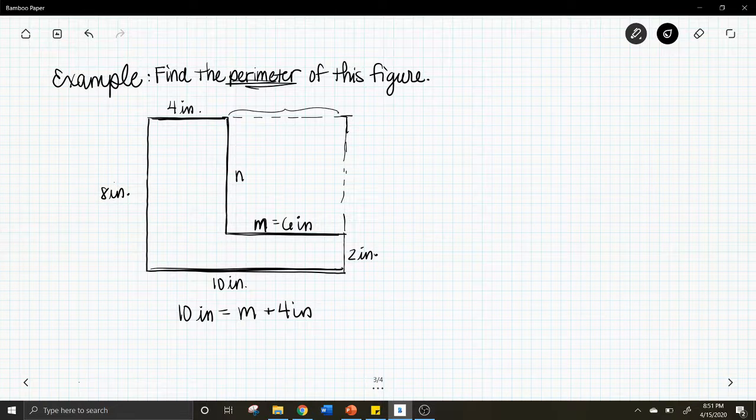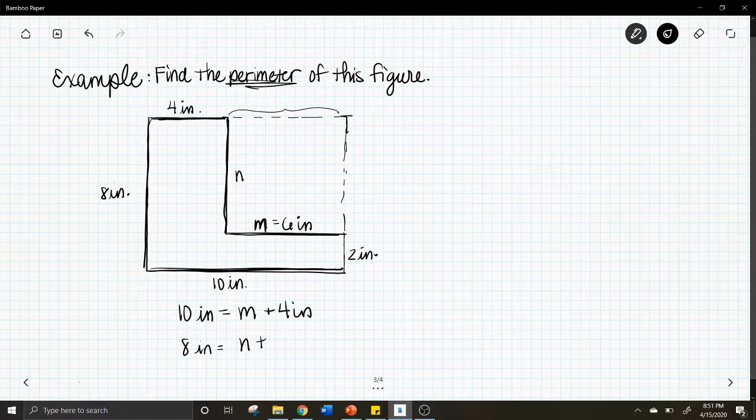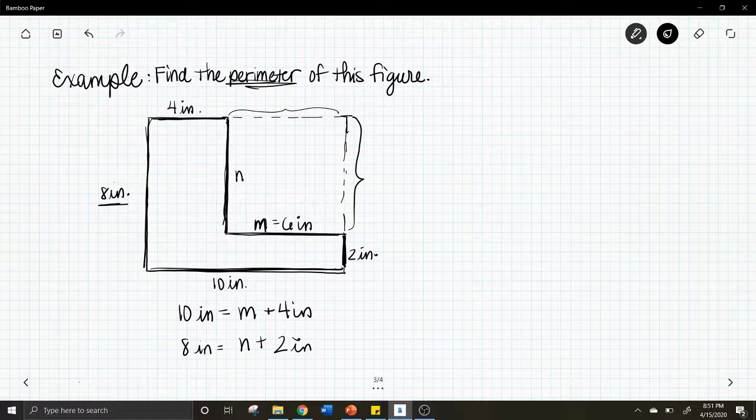Now let's look at our next missing side. We've got N. N is parallel to this greater side known, that is 8. So that means 8 inches equals N plus, so what other value goes with N here? It's going to be 2, because they're both parallel to this other side that we know. All right, or if you look at here, 2 plus some distance N equals 8. So what is that length going to be? We would find that N is also going to be 6 inches.